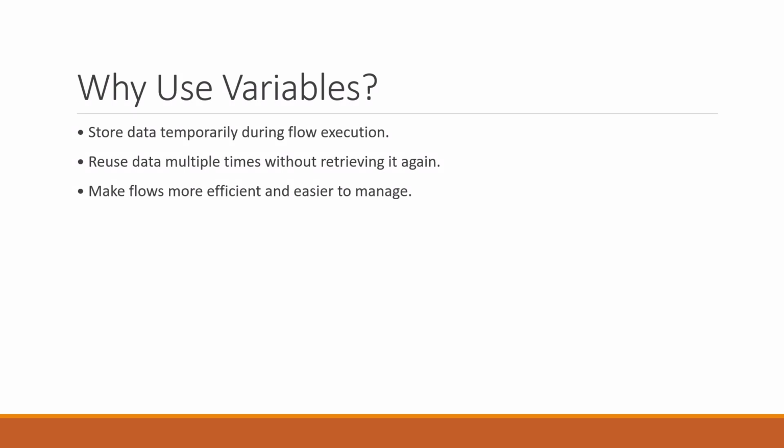Now, you might be thinking, why bother with variables? Well, let me tell you, they are like the reusable bags of Power Automate. They allow you to store data temporarily, so you don't have to keep fetching it every time you need it. Plus, they help make your flow more efficient and easier to manage. Imagine trying to bake a cake but having to grab ingredients from the fridge every time you need them. Variables are like having everything prepped and ready to go. Makes life so much easier, right?